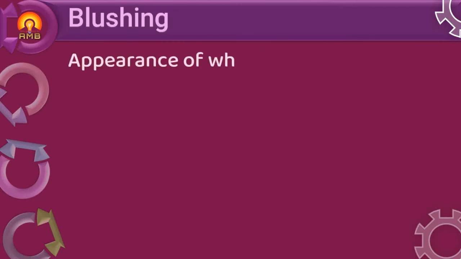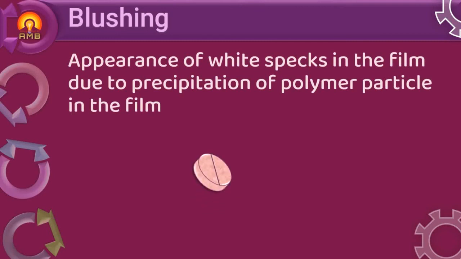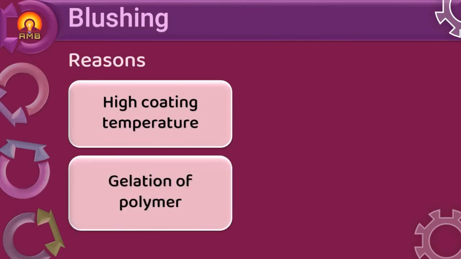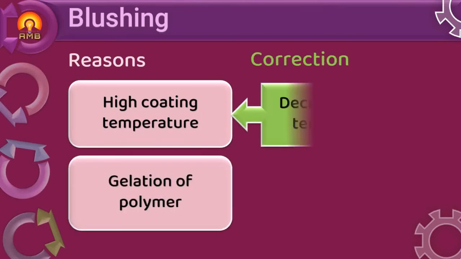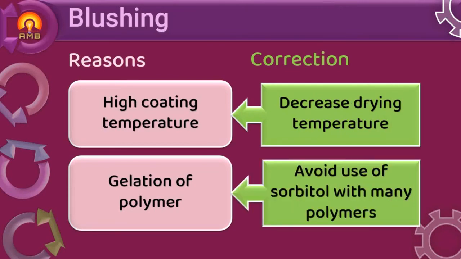Next defect is blushing. It is the appearance of white specks in the film due to precipitation of polymer particles in the film. It occurs due to high coating temperature and gelation of polymer. It is corrected by decreasing the drying temperature and avoiding use of sorbitol with polymers like hydroxypropyl cellulose, hydroxymethyl cellulose, methyl cellulose and cellulose ethers.